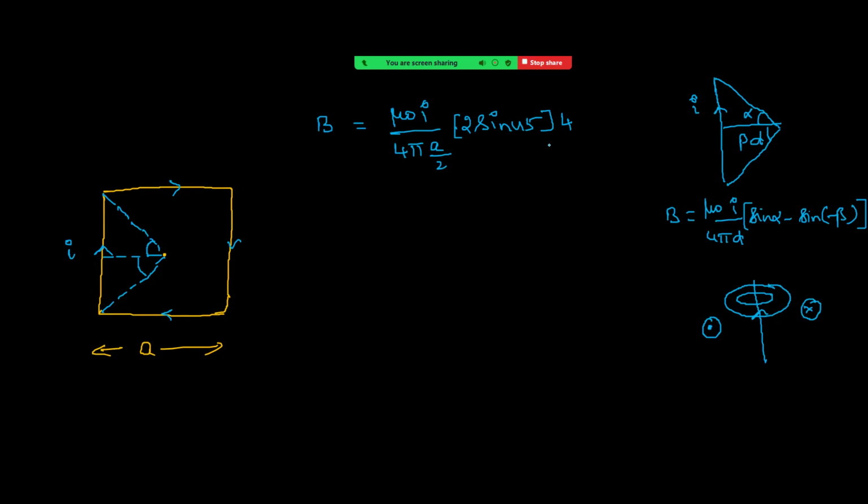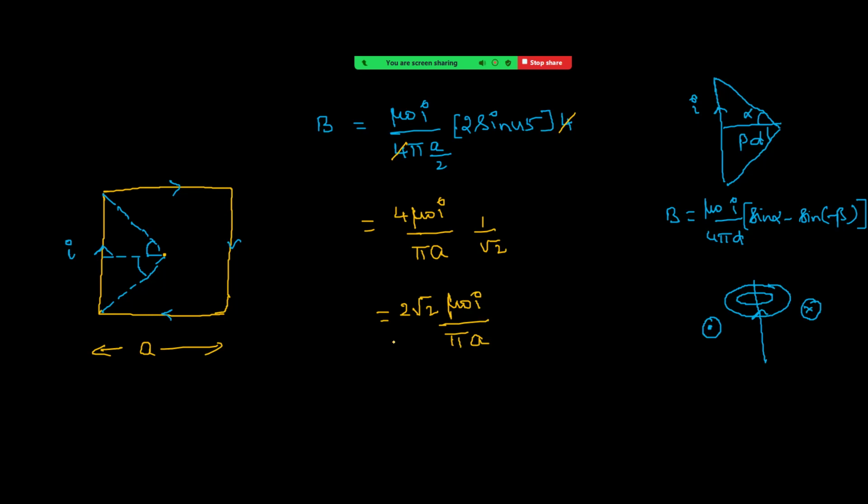Now the calculation part. Here four and four get cancelled, two, and here 2 times 2 comes 4. So 4 mu naught I upon pi a, sine 45 is 1 by root 2, so it is now 2 root 2 mu naught I upon pi a. This is the strength of the magnetic field at the center of the square.